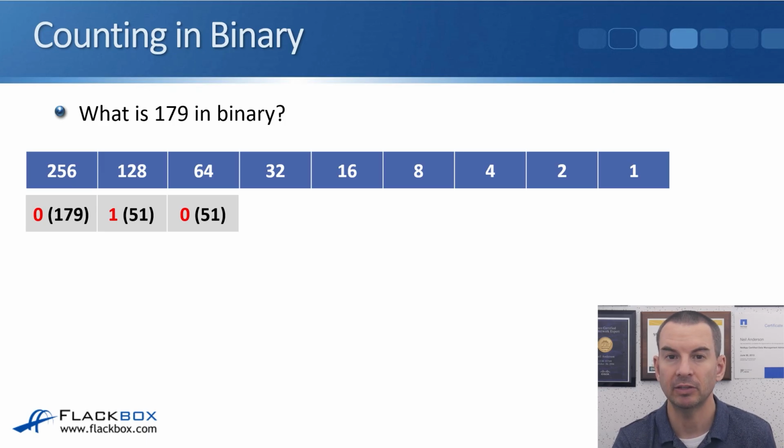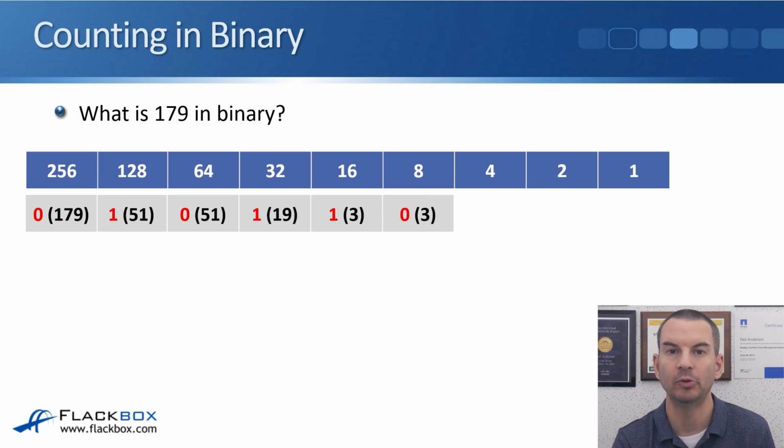Then does 32 fit into 51 or not? Yes, it does. And 51 minus 32 is 19. So we've got 19 left over. Then does 16 fit into 19 or not? Yes, it does. We put down the 1 and we've got 3 left over. Does 8 fit into 3? No, it doesn't. So we put down 0 and we've still got the 3 left over. Does 4 fit into 3? No, it doesn't. So again, we put down 0 and we've still got 3 left over.